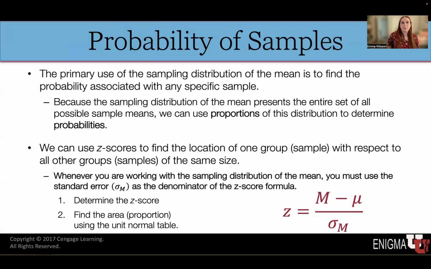So let's put kind of all of these topics together and talk about the probability of samples. The primary use of the sampling distribution of the mean is going to be to find the probability that is associated with getting a specific sample from any given population. And we can use z-scores to find the location of one group or one sample with respect to all of the other samples of the same size from that same population.